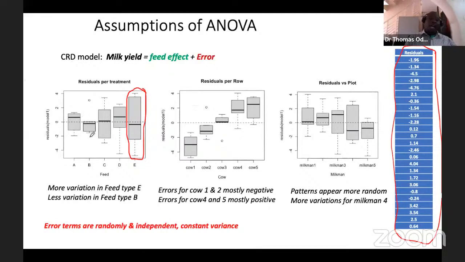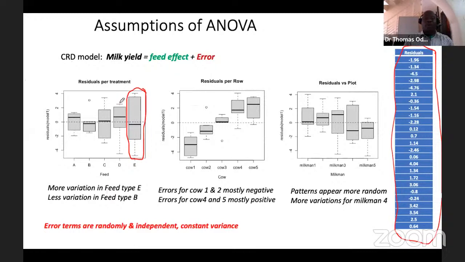So there's some issue here that this one seems to be high. There's a lot of variability, more variability in E and say D compared to the other. And remember, one of the assumptions of analysis of variance is that the error term is supposed to have constant variance. So the variance in each group should actually be constant. So we can see from here that the issue of constant variance may actually affect our model.